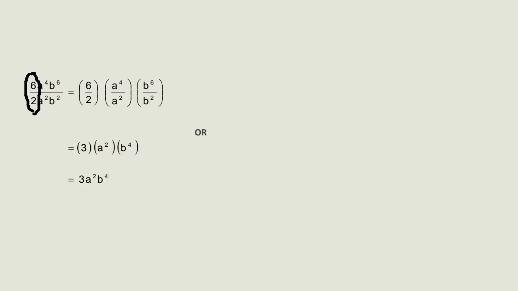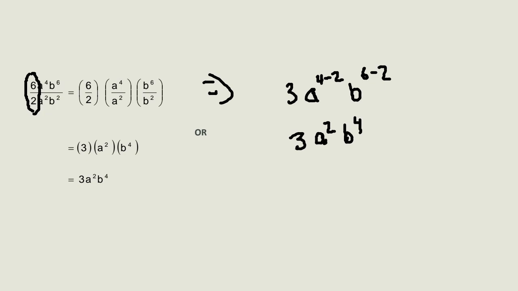So what I could have done, and it is the exact same thing: 6 over 2 becomes a 3, that's for sure. But I'm going to go 4 minus 2 and 6 minus 2. So I get a squared, b to the 4. So I did get to the answer the same way, but instead of figuring out which ones cancel, we can just do the subtraction method.